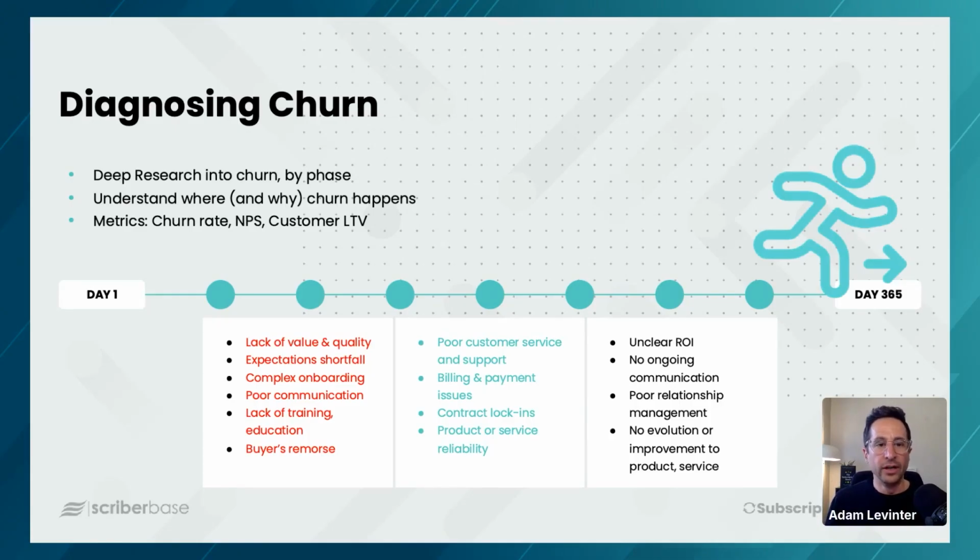So early on, the customer or client cancels because there's been a lack of quality, or the value proposition is weak. There's an expectation shortfall. They're not satisfied. The onboarding is too complex for the company or client to understand, or the customer to understand. There's not enough communication happening early, right? We've got to communicate early and often. Poor communication leads to churn. There's been a lack of training or education or content, right? If it's a tool that you're selling, if they're subscribing to a software tool, you've got to make sure you train that client on how to use the tool.